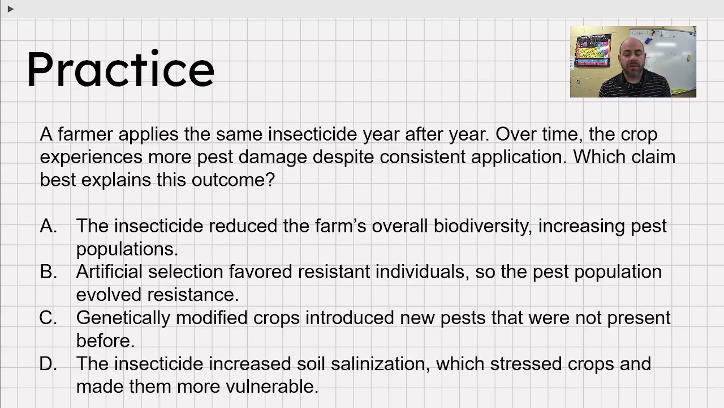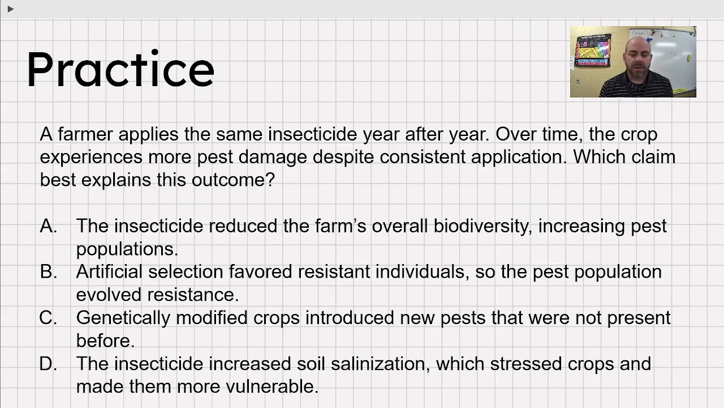Insecticide reduces the farm's overall biodiversity, increasing pest populations. That doesn't make any sense. Those two things don't make any sense together because you don't increase populations by decreasing populations. Artificial selection favored resistant individuals, so the pest populations evolved resistance. Makes sense, right? Because artificial selection is the idea of we choosing the things that live and don't live, and this is going to favor those pest populations. I like that one. Let's look at C.